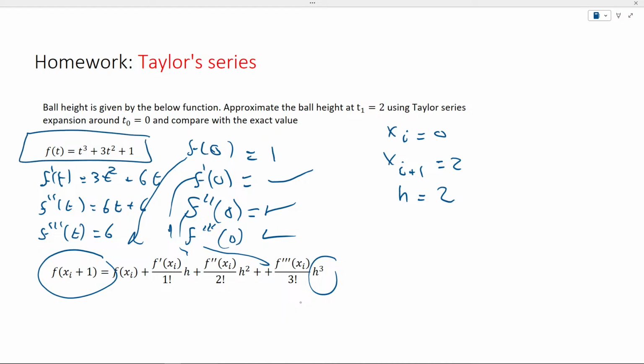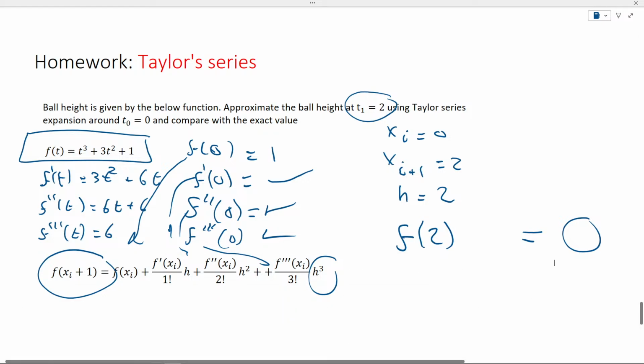That's the easiest thing. So just plug in t equal to 2 here, f of 2, and that will give you the exact solution. And then compare what you get from your approximation with the exact solution, and they should match if you did everything correct. And that's how you can get the full mark in this homework problem.